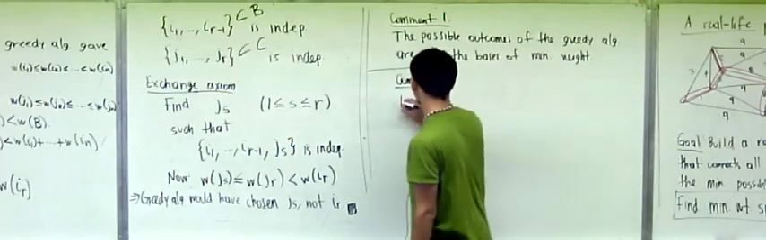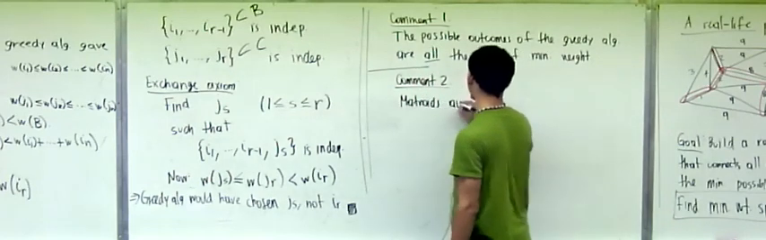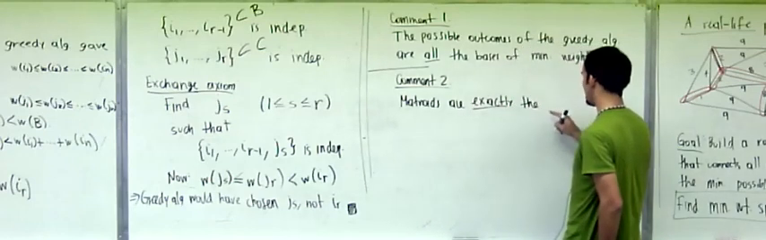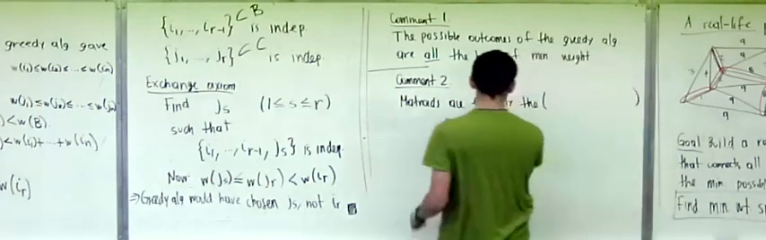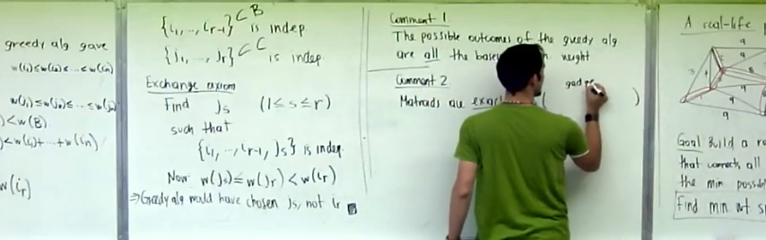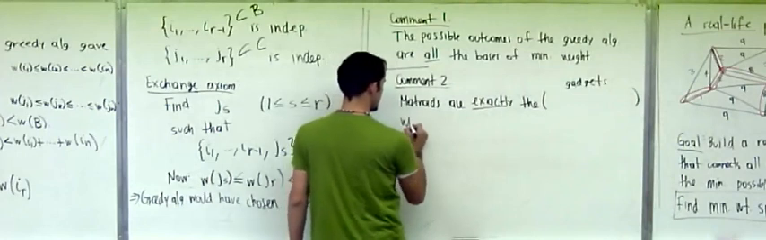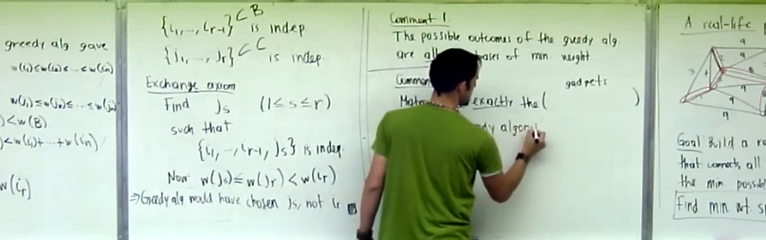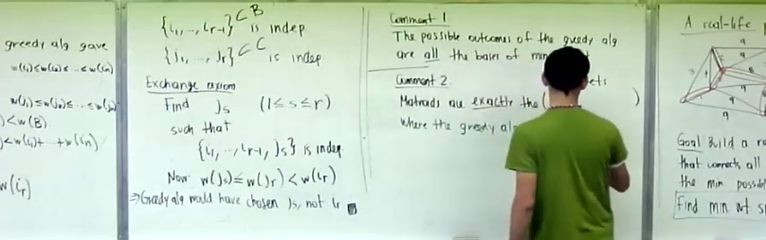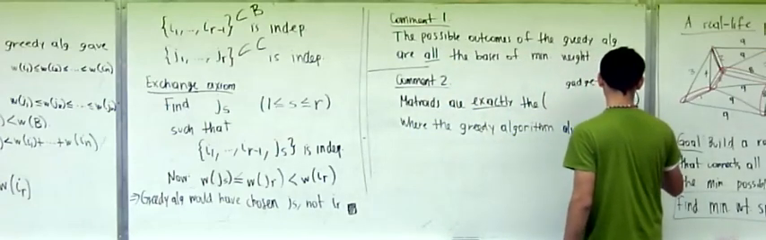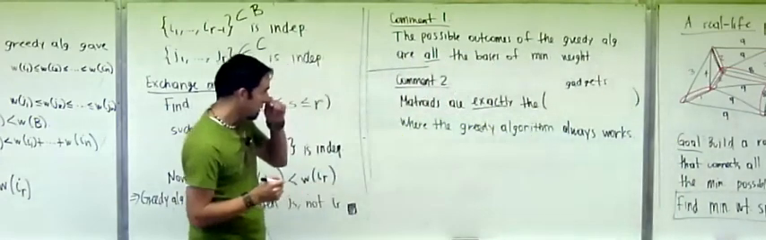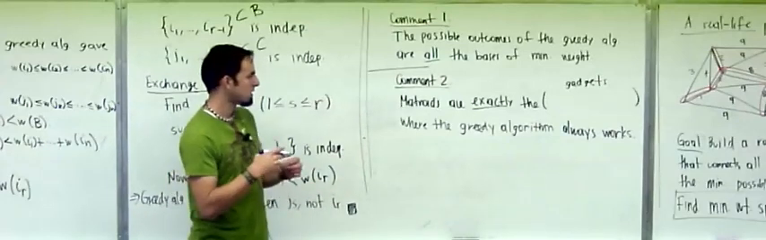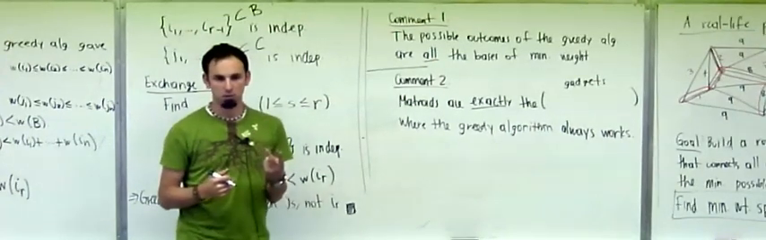So matroids are exactly the, I'm going to use a big word here. Matroids are exactly the, for now let me say gadgets, and I'll say exactly what I mean by that. Matroids are exactly the gadgets where the greedy algorithm always works. What do I mean by gadgets? I mean the set systems that satisfy the first two axioms of independence.